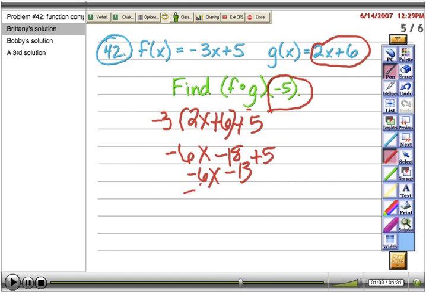So you get, this is harder than it looks, minus 13. So you get positive 30 minus 13, and that equals 17. So the answer is D.